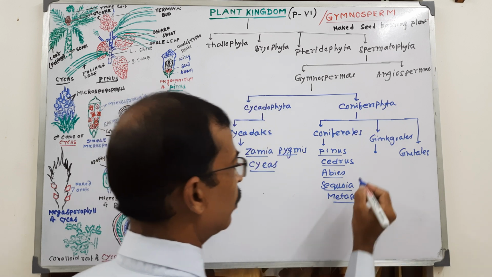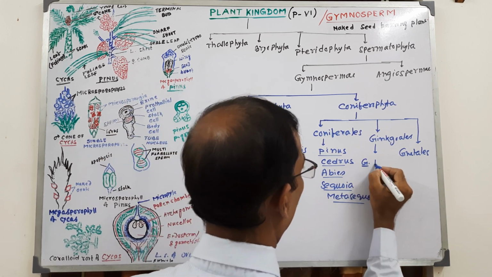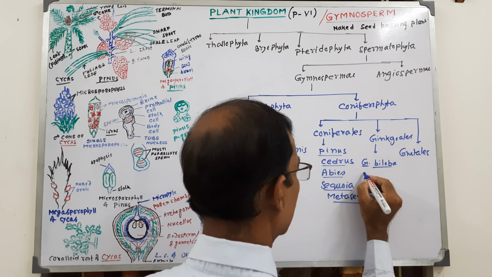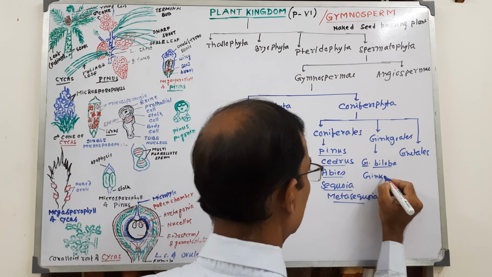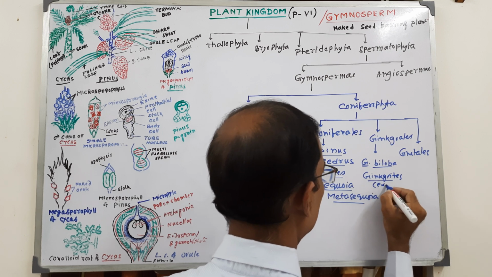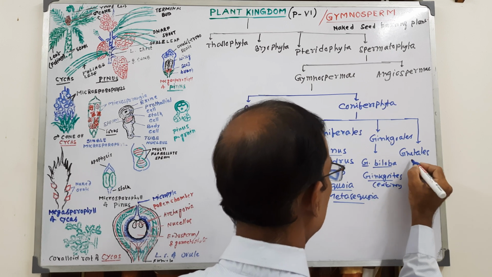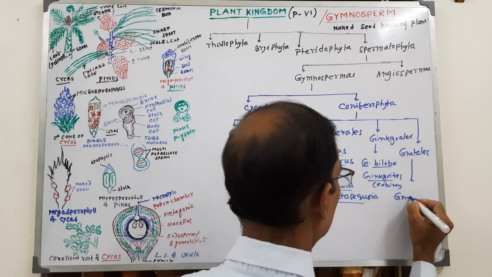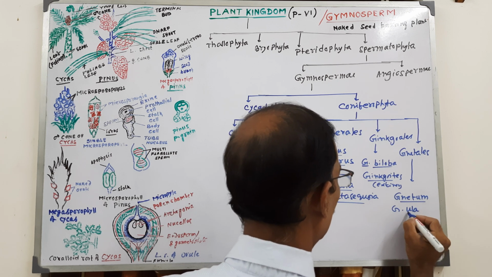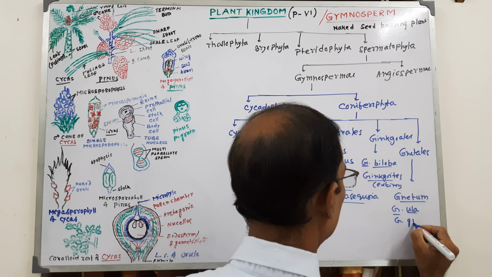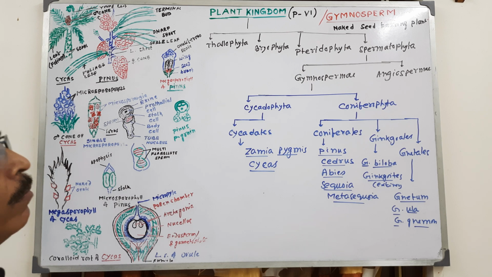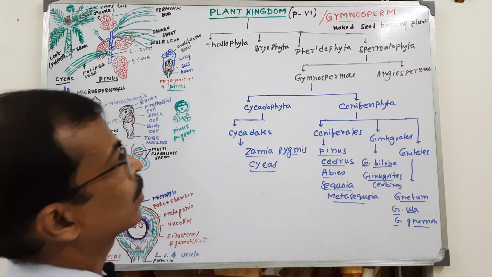Ginkgoales contains one living genus, Ginkgo biloba, and also contains an extinct genus, that is Ginkgoites. This is an extinct genus. And Gnetales contains Gnetum, like Gnetum ula, Gnetum gnemon, etc.